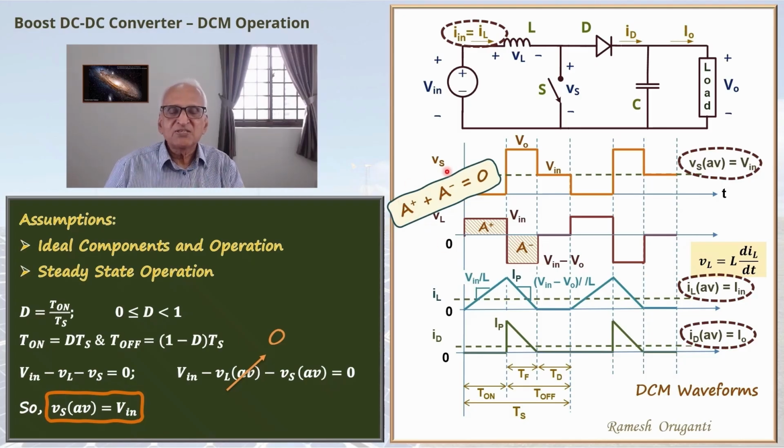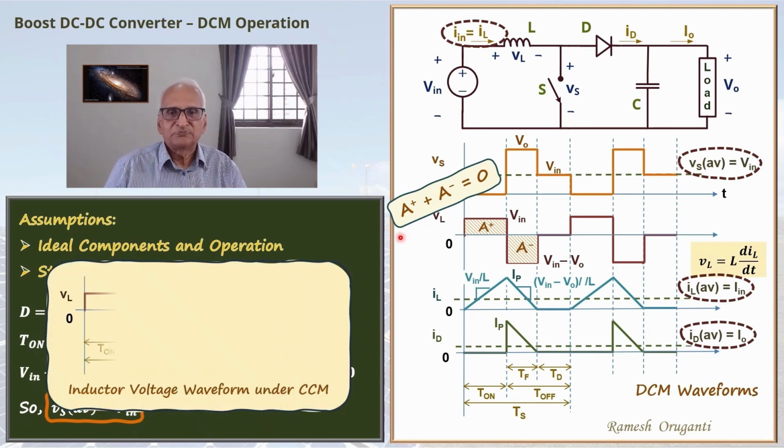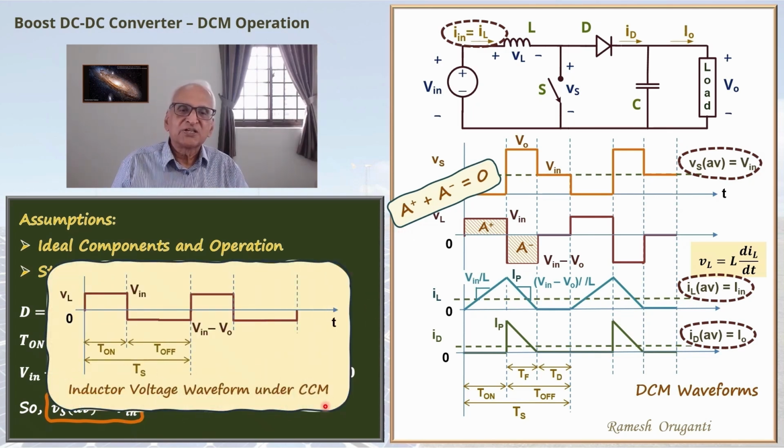We can compare this with how the inductor voltage waveform looks under continuous conduction mode. The inductor voltage waveform under continuous conduction mode looks like this. Here, in one cycle of operation, you have two intervals. When the switch is on, the switch is conducting, diode is off. When the switch is off, diode is conducting for the whole of the off interval. The inductor has sufficient energy to keep the current going to the output side throughout the off interval. Here also volt-second balance is valid. So that means A plus plus A minus must be 0 here also.